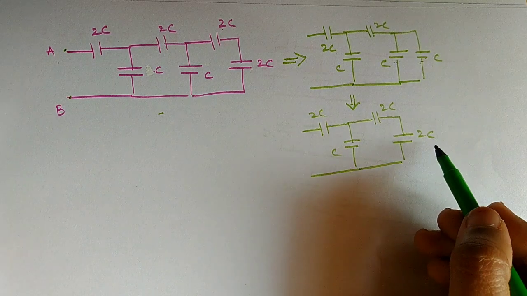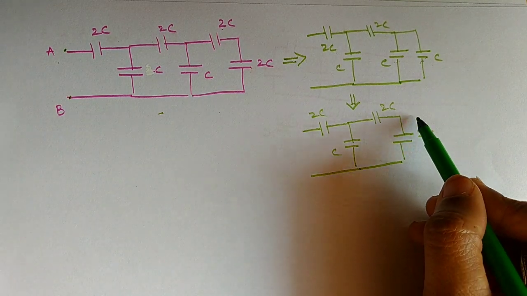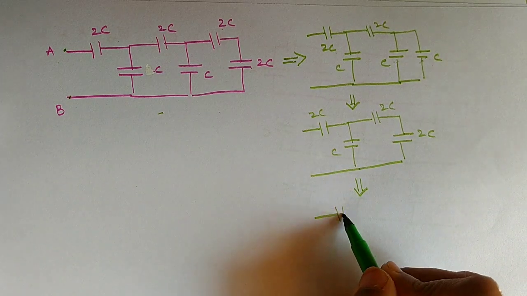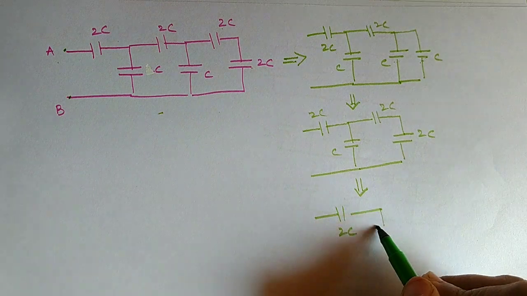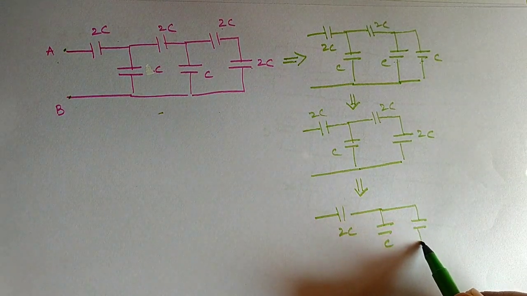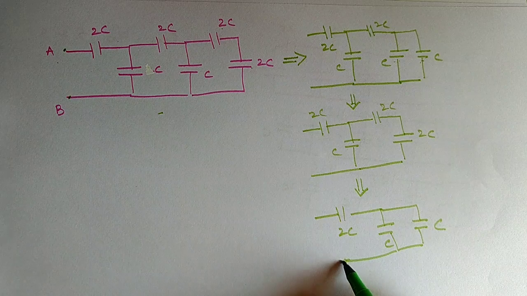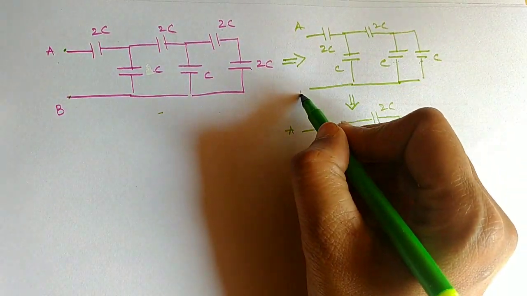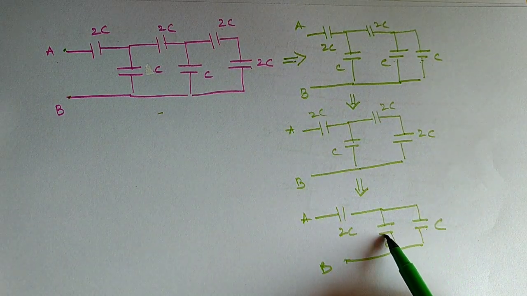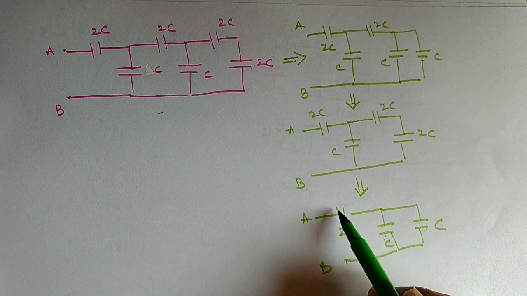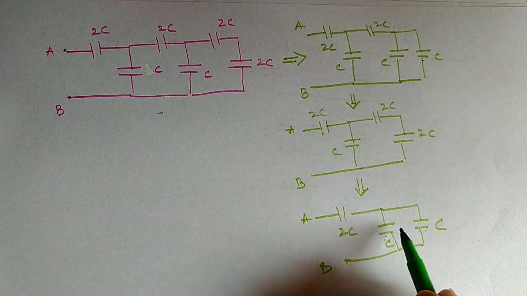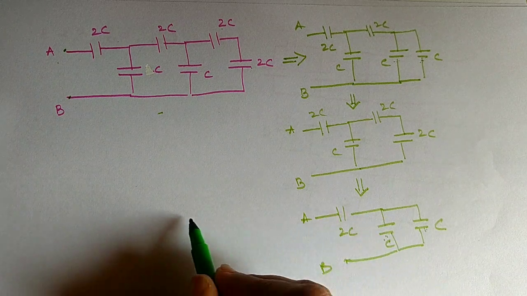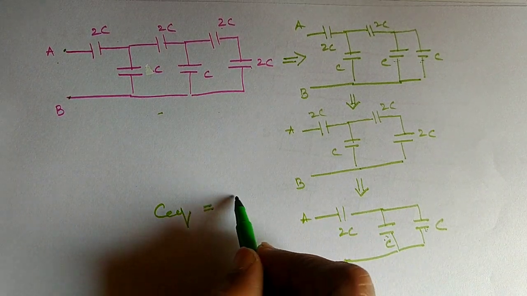Okay, we are reducing the branches. Now 2C and 2C again are in series, this will reduce to 2C, C and C. Okay, these are your terminals A and B. Now the last step, C and C in series, answer would be 2C. 2C and 2C again in series combination. I repeat, C and C in parallel, answer would be 2C. 2C and 2C in series combination, your equivalent capacitance would become equal to C.